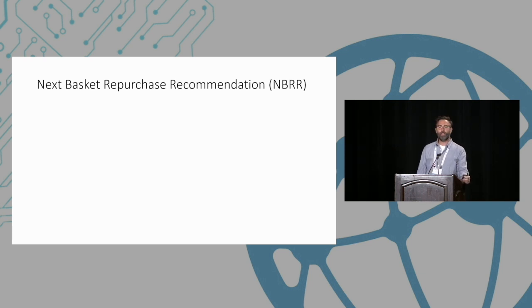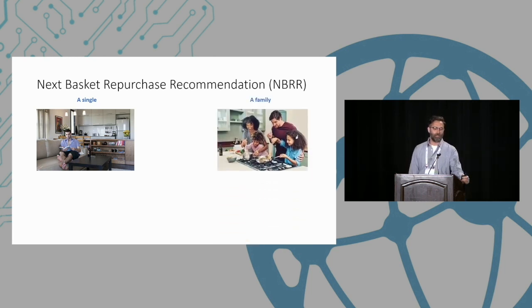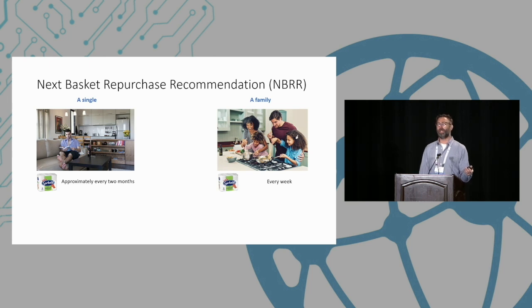I want to talk a little bit about the next basket repurchase recommendation problem, and to start with an example, I want to consider 2 different users. The first user is a single person, maybe a bachelor living by himself, and the second is a family. Both users purchase toilet paper. The single person buys toilet paper once every 2 months. The family buys it every week. Why is the difference? Well, they have different consumption rates.